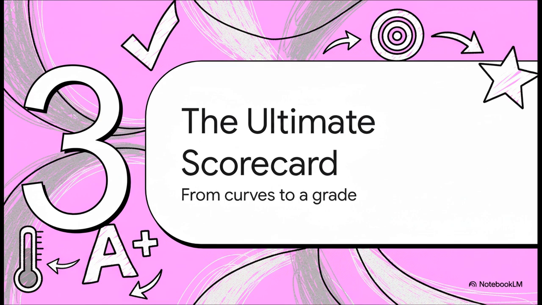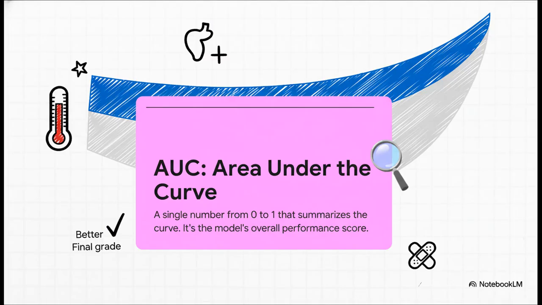Okay, so comparing the shapes of all these squiggly lines is useful, but it's also kind of messy. Wouldn't it be great if we could just boil each curve down to a single, simple grade, a final score? Well, it turns out we can. It's called the AUC, which stands for area under the curve. And it's pretty much what it sounds like. It's a single number from 0 to 1 that just measures the total area living underneath one of those colored lines. The bigger the area, the better the AI's performance. It's the final grade. Simple as that.